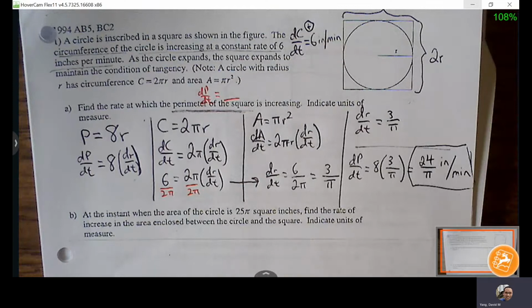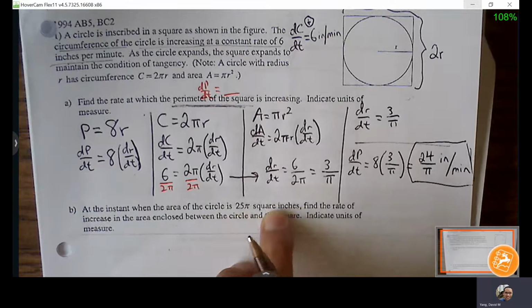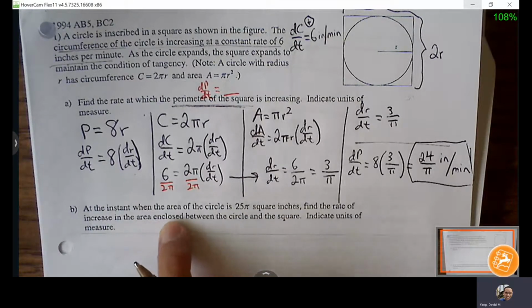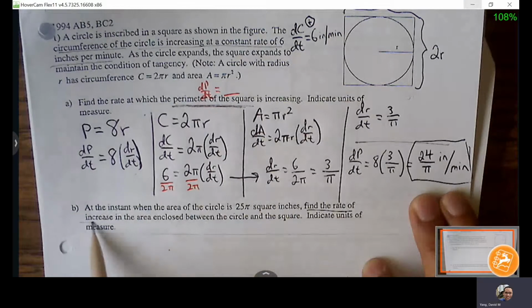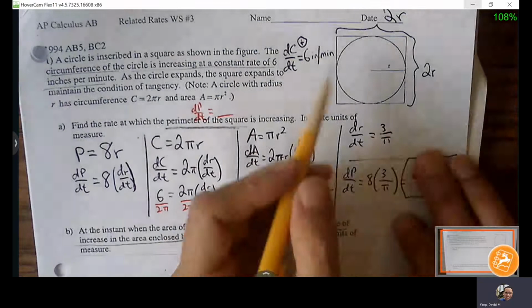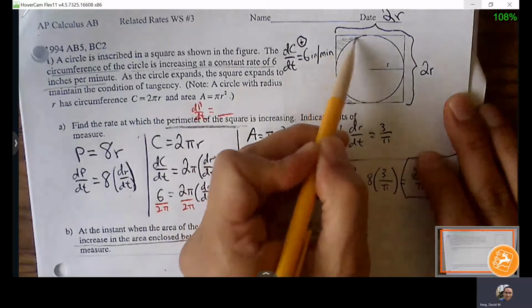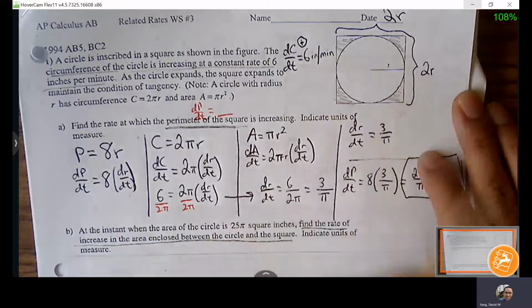Okay, part B. At the instant when the area of the circle is 25 pi square inches, find the rate of increase in the area enclosed between the circle and the square. Okay, so that's these shaded regions here, right? We want to find the rate of change of the area.